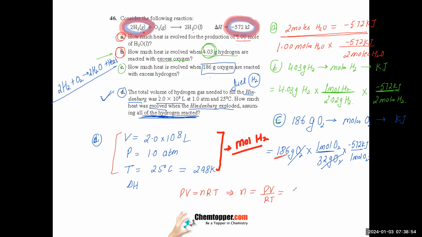What is P? P is 1 atm. V is 10 raised to power 8 liters. See, units are compatible, atm liter. If you remember the value of R, that will be given to you. But I told you to do so many questions so that you can retain this value of R in your head straight away.